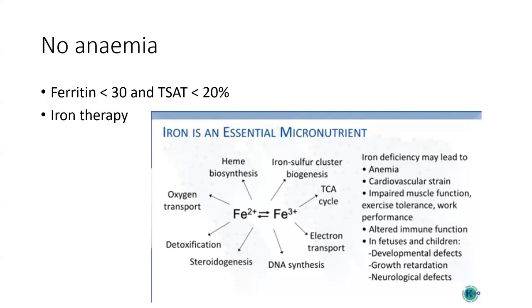It is essential, as I told earlier, for many other things, and that is the reason why it is indicated in cardiovascular strain, impaired muscle function, impaired exercise tolerance, performance, altered immune function. Even for the proper development of a pregnancy and the fetus, proper levels of iron are required. So whenever there is no anemia and the levels are too low, where the ferritin is less than 30 and TSAT is less than 20, you are justified in treating iron deficiency.